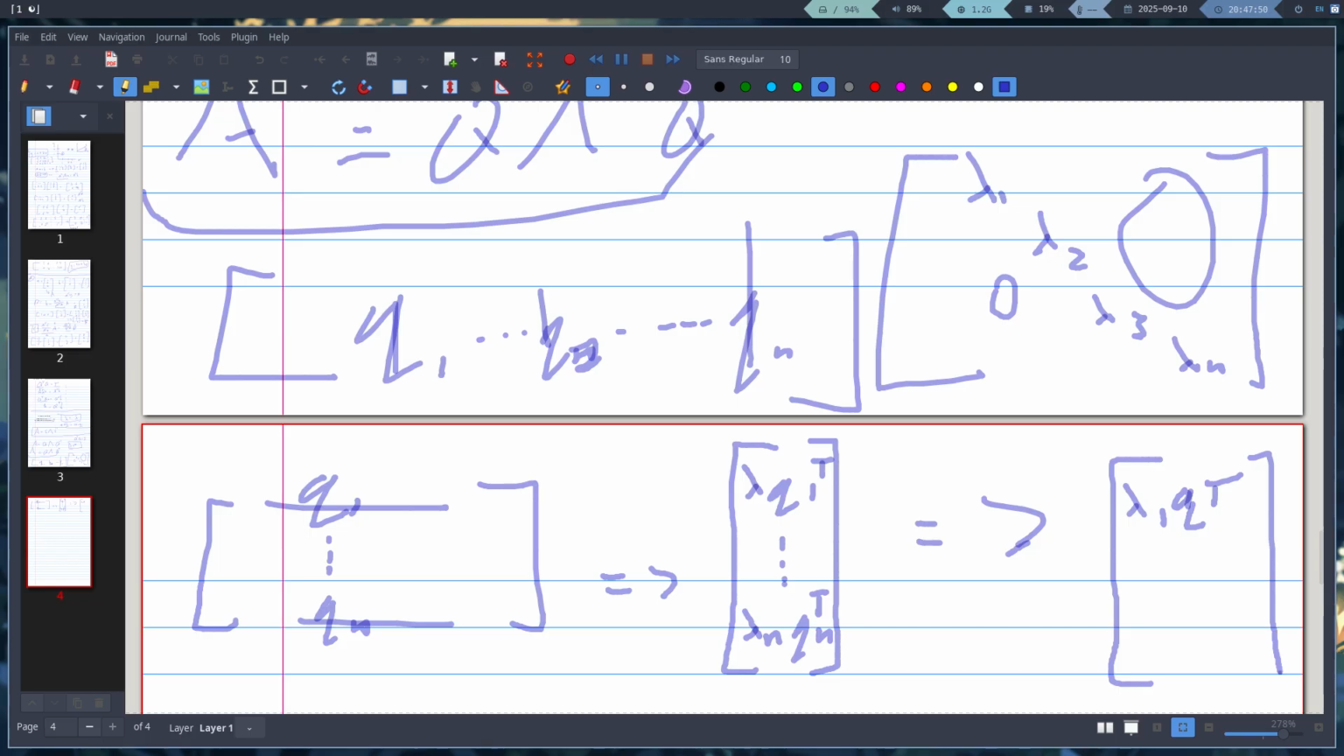Okay. There we go. So we've got lambda 1 Q1 transpose all the way to lambda n Qn transpose. What are you going to get when you multiply this by this first guy here? You're going to get Q1, right, Q transpose, what am I saying?